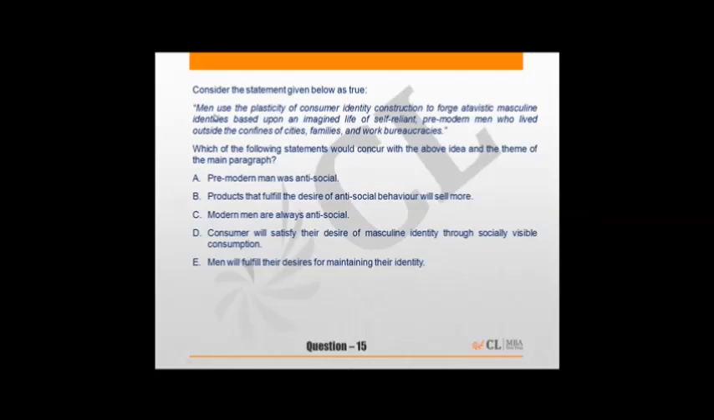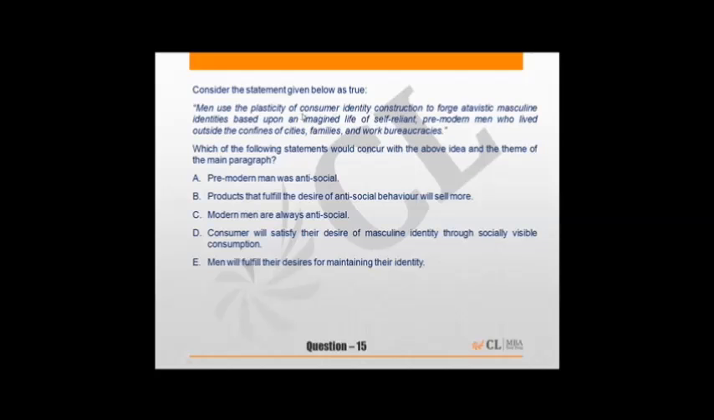Now let's look at the next question. This given statement here says, men use the plasticity of consumer identity construction to forge atavistic masculine identities based upon an imagined life of self-reliant pre-modern men who lived outside the confines of cities, families and work bureaucracies.